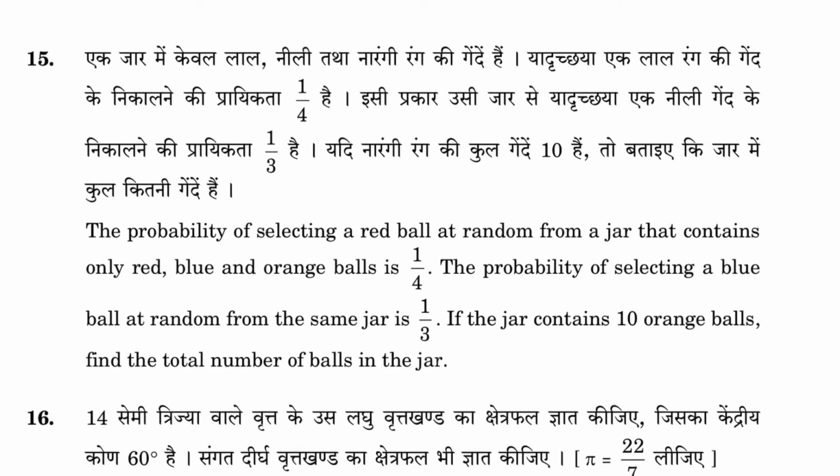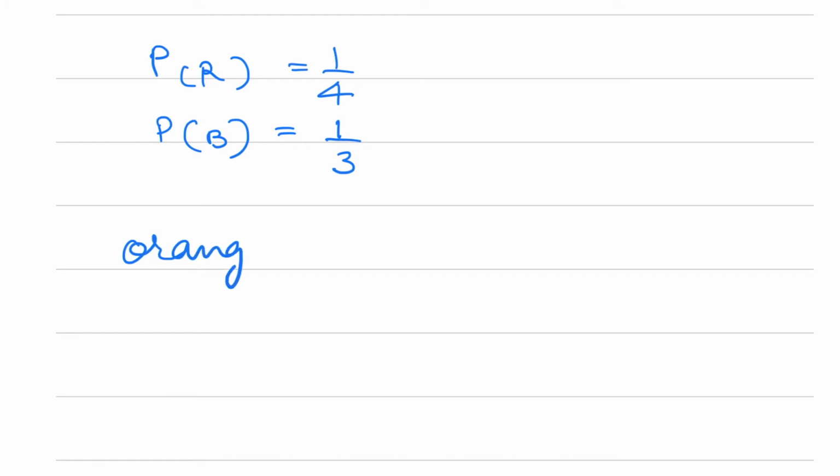Question number 15 on probability. So in this question they are giving probability of selecting a red ball, and it has only red, blue and orange balls. This is equal to 1 by 4, and probability of selecting a blue ball from the same jar is 1 by 3, and orange balls are 10, and we have to find the total number of balls.